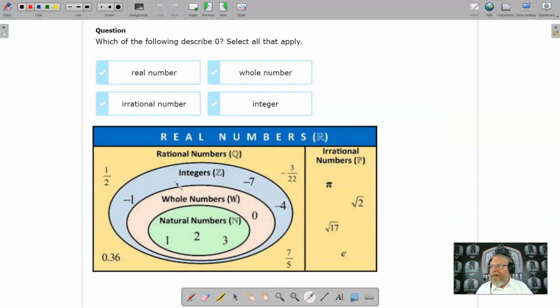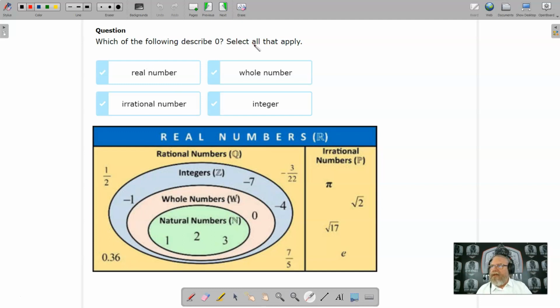So I've included this graphic organizer in all of these slides so we can work our way through it. I strongly encourage you to find a graphic organizer like this. If you just type in classification of numbers on a web search and go to images, you'll find a lot of different graphic organizers showing the classification of numbers.